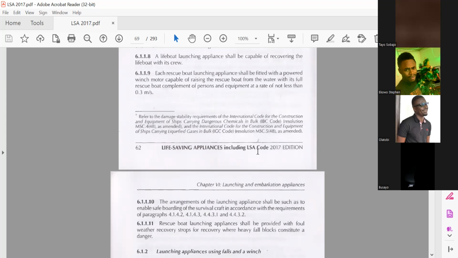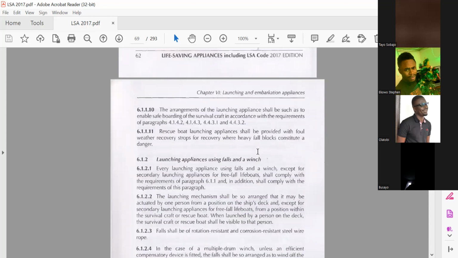I'll go to 6.1.1.0. That one says that the arrangement of launching shall be in such a way that it enables safe boarding of survivor craft in accordance with the requirement of paragraph 4.1.4.2. Just like I said when I started the class, that would be in chapter 4.